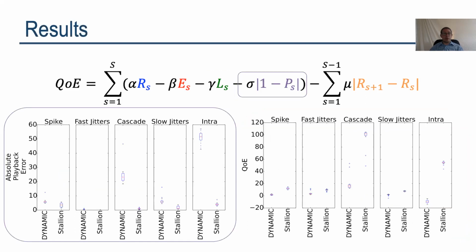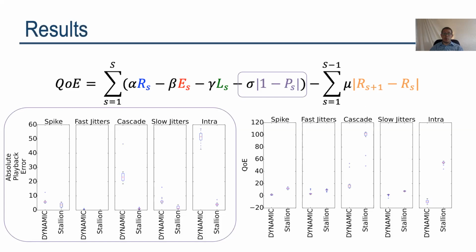The final individual QoE metric component we investigate is the absolute playback error, highlighted here in purple. The absolute playback error is calculated as the sum of the playback error for each video segment of an experiment. As the video stalls, the playback location falls behind, causing the player to adjust its speed to catch back up. As a result of the increased stall events for Dynamic, the Dynamic playback error is significantly higher than for Stallion. For Stallion, the absolute playback error is kept below 5 for all experiments, with a median of 1.37.